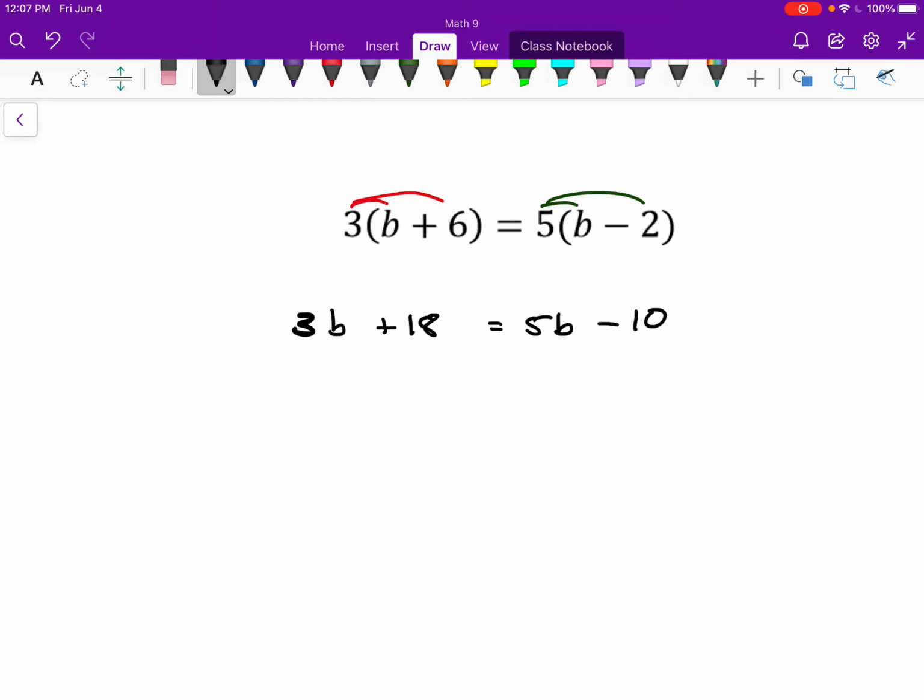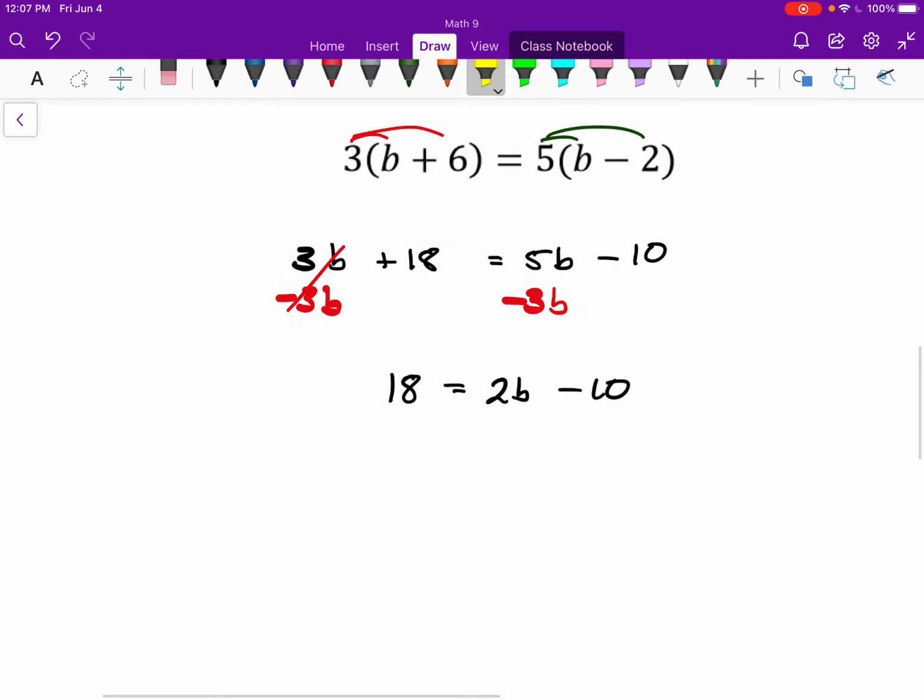All right, so now I got rid of the brackets by distributing. Now it's kind of like the last question. I have 3b on one side, I have 5b on the other. I'm going to get rid of the smaller of those, which is the 3. So I'm going to subtract 3b from both sides, which cancels that out completely, which means on the left-hand side, all I have left is 18. On the right-hand side, I have 5b, take away 3b. That's 2b, and then minus 10.